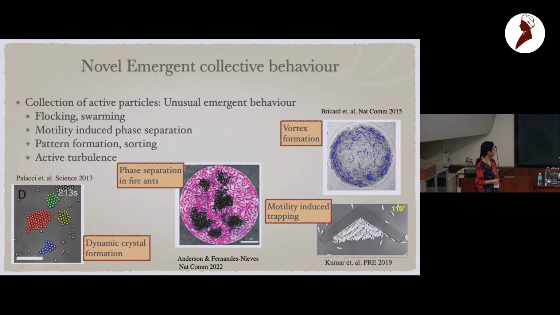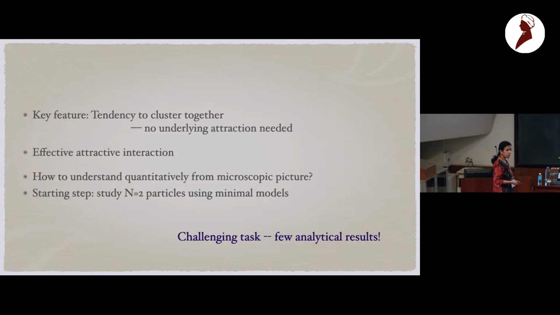Here are some pictures taken from experiments. This is motility-induced trapping done by Nitin in ISC here. This is vortex formation. These are dynamic crystal formation. This is an experiment done with fire ants where they showed motility-induced phase separation. What is common in all these collective behaviors is that active particles show a tendency to cluster together, irrespective of their underlying interaction. Even if they don't have any attractive interaction, they show a tendency to cluster together.